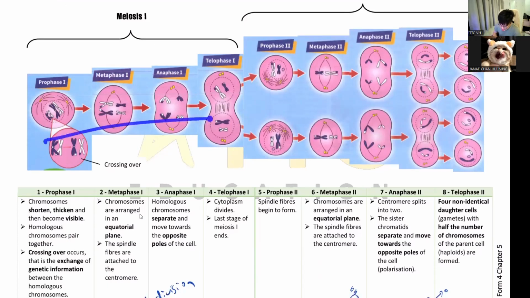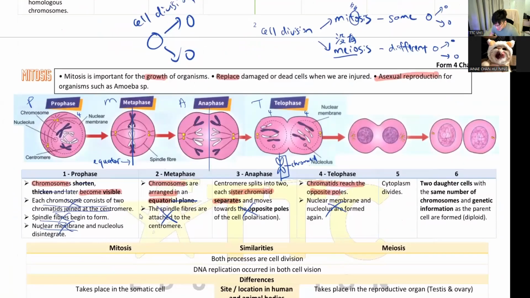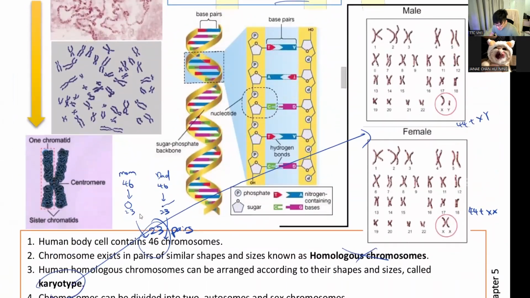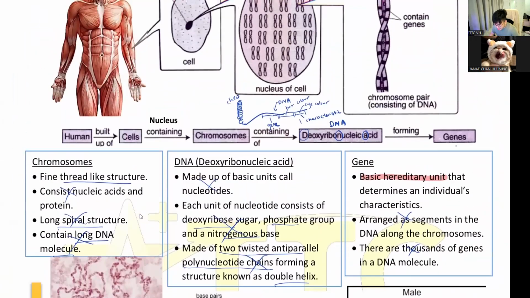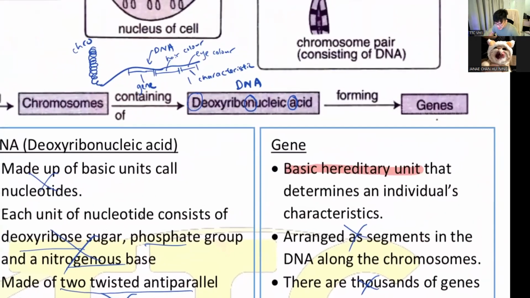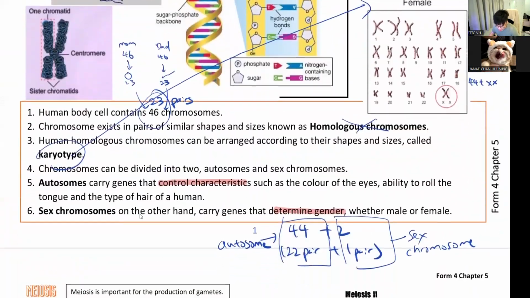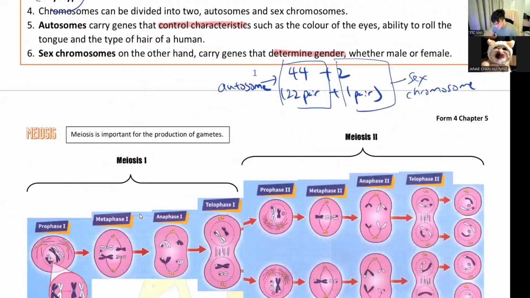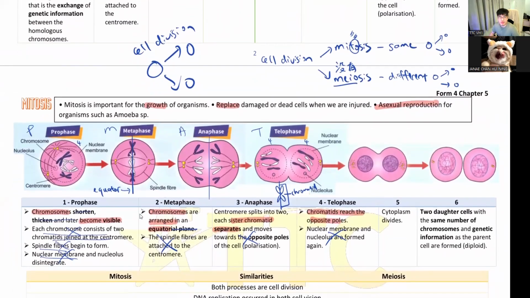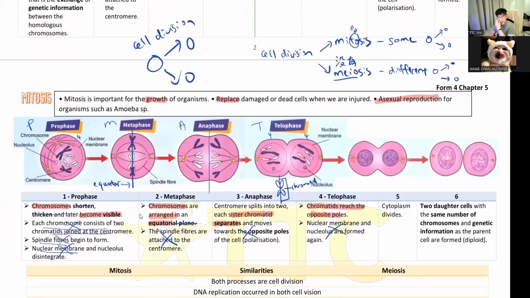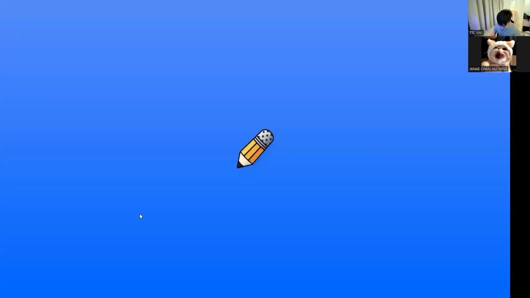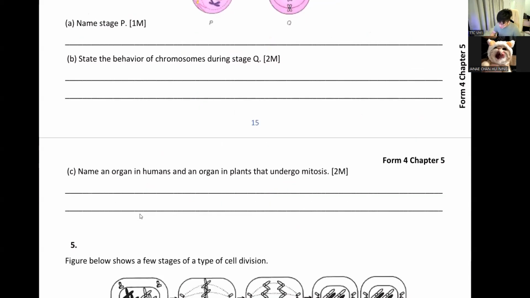Okay, anyway, this one, I'll talk about after the holidays. So this is what you need to know. To sum up, today we just learned the names of all these three, how many chromosomes we have, what is autosome and sex chromosome, and what is mitosis. Right, anyway, let's go to our exercise, shall we?